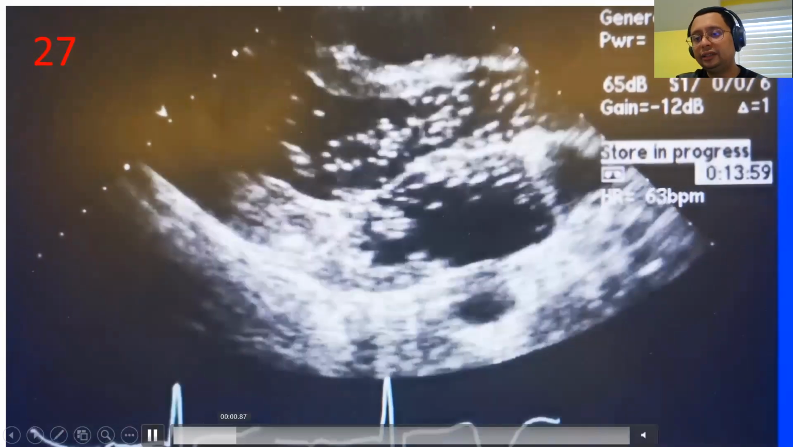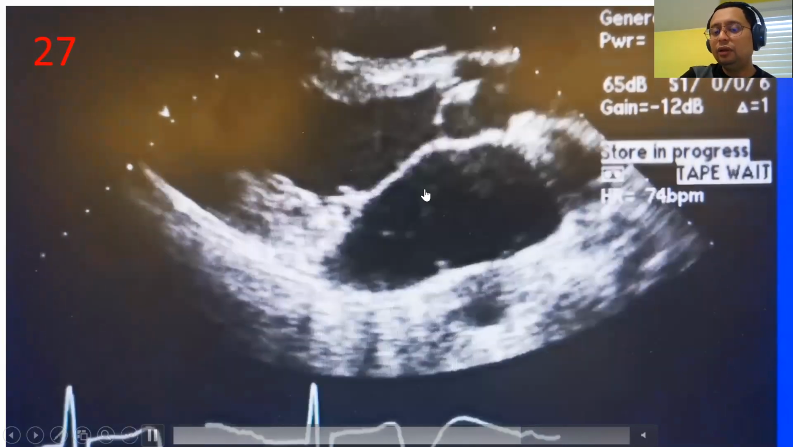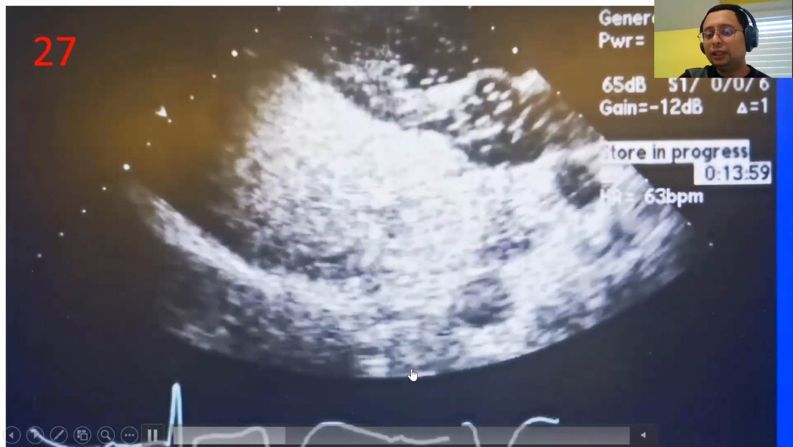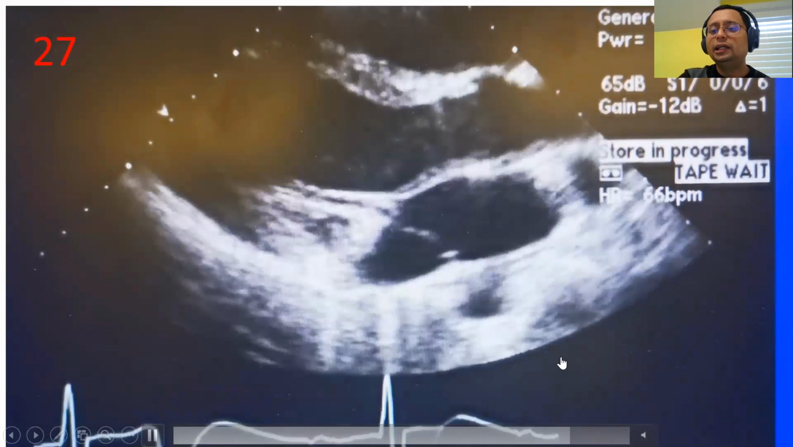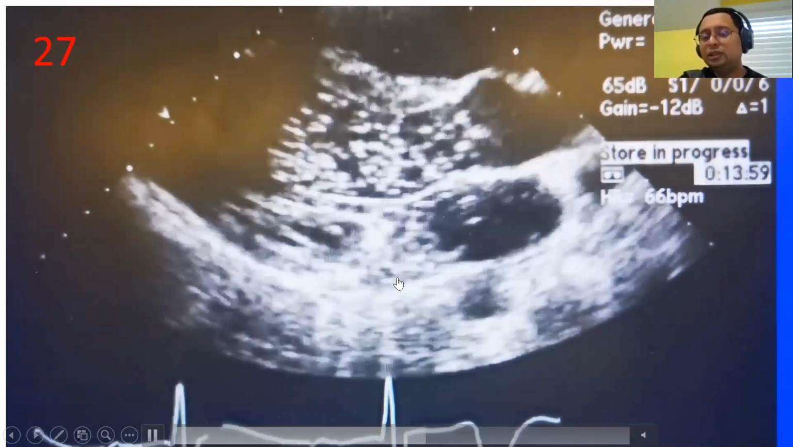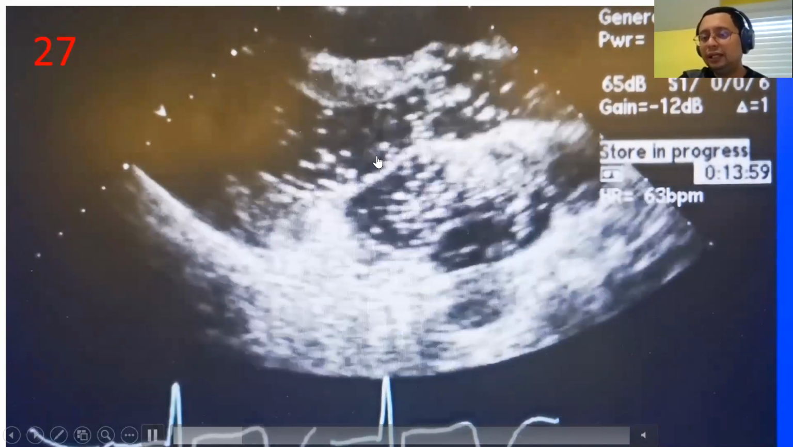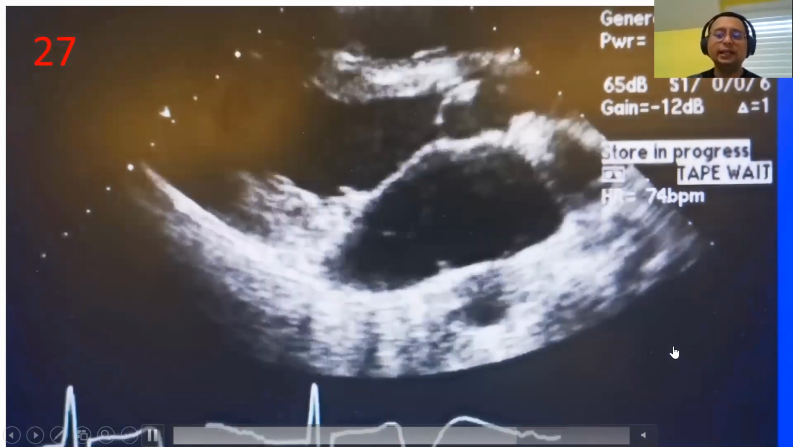Now, if there is persistent left SVC without unroofed CS, there will be no bubbles on the left side of the heart. It will only go on the right side of the heart. Okay. So one more time, you put a bubble into the left brachial vein. The bubble goes into the persistent left SVC, then into the coronary sinus. Because it is unroofed, it also goes to the left atrium and left ventricle. This is how we diagnose unroofed coronary sinus atrial septal defect.